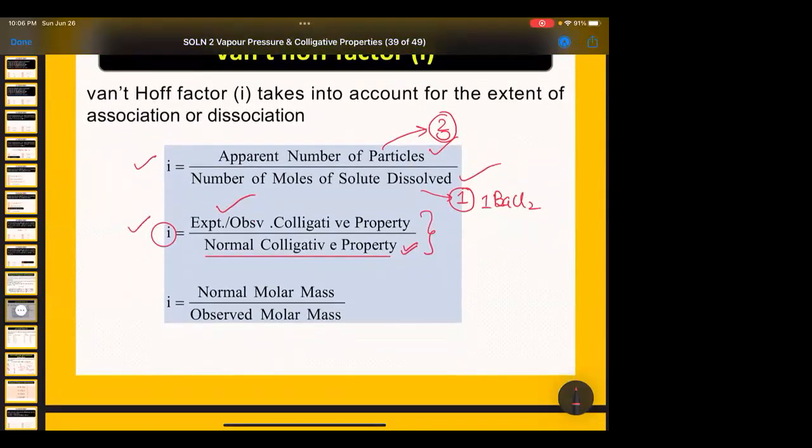Or sometimes the molar mass is also going to get affected, because these colligative properties are also used to calculate the molar mass. So if dissociation is happening, if the particles are dissociating, the molar mass is going to be less, because the same mass is divided into a number of particles, so the molar mass is going to be less than what was calculated as per the formula.